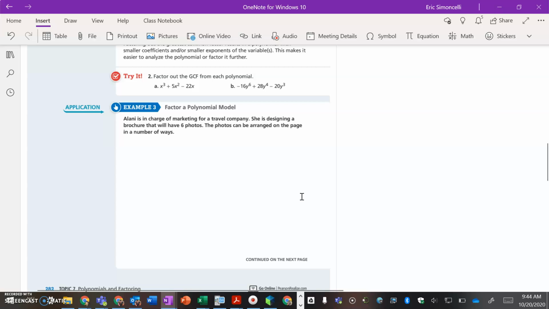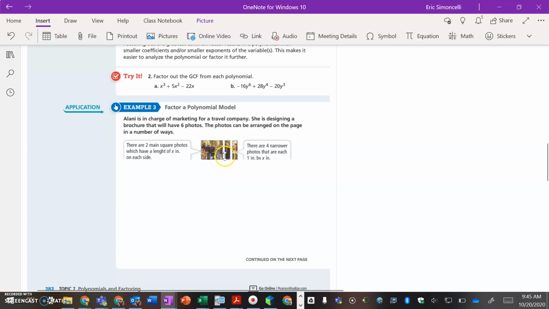Example 3. Factor a polynomial model. Eleni is in charge of marketing for a travel company. She is designing a brochure that will have 6 photos. The photos can be arranged on the page in a number of ways.